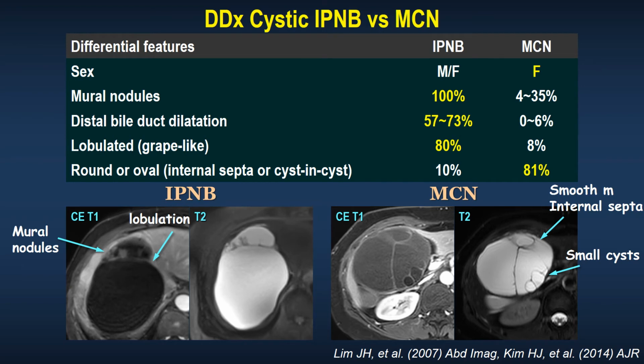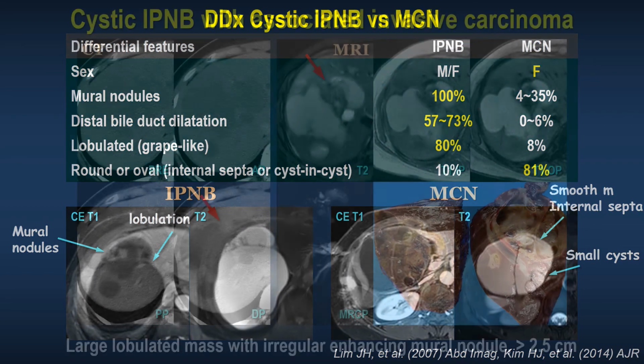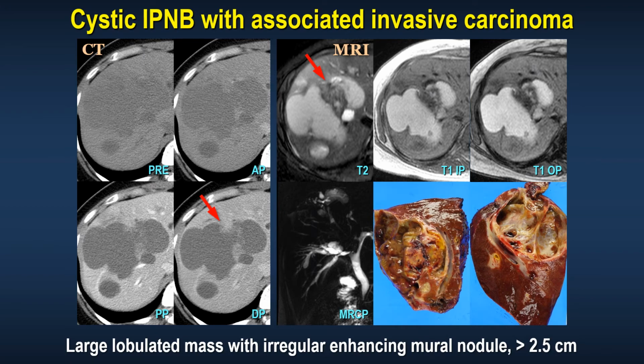Looking at the differential points between cystic IPMB and MCN, IPMB presents mural nodules in most cases and may be accompanied by distal duct dilation and shows lobulated contour. In contrast, MCN occurs in women, shows round or lobar mass, and is commonly accompanied by internal septa or small cysts. In this case of cystic IPMB with invasive carcinoma, an irregular mural nodule is observed in the cyst of lobulated contour. Mural nodule size of 2.5 cm or more suggests invasive carcinoma.